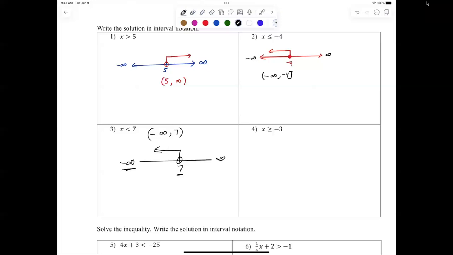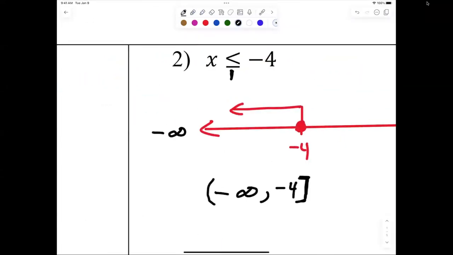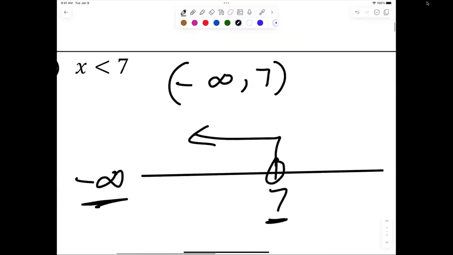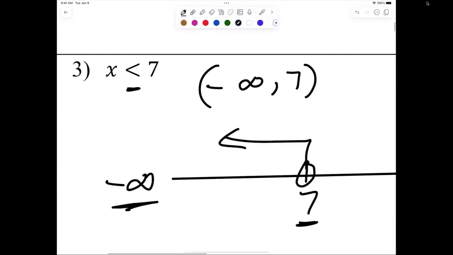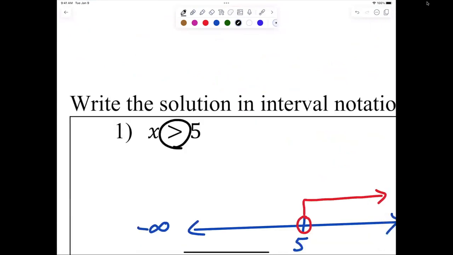Know when to use the bracket or the parentheses. Bracket is if it's equal to. What do I mean by that? There's an equal to right here. That requires a bracket. There's an equal to right here. That's going to require a what? Bracket. There is no equal to sign here. That's a parentheses. There is no equal sign here. That's going to require a parentheses.